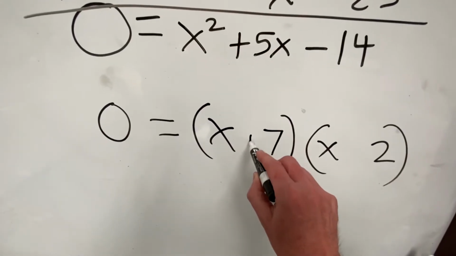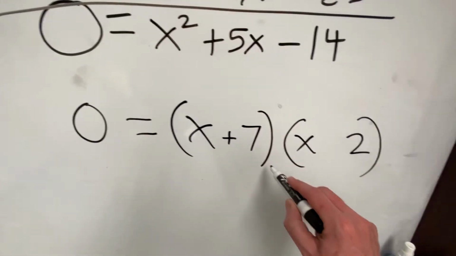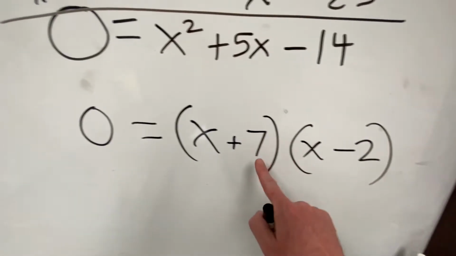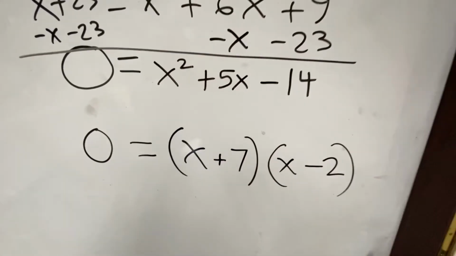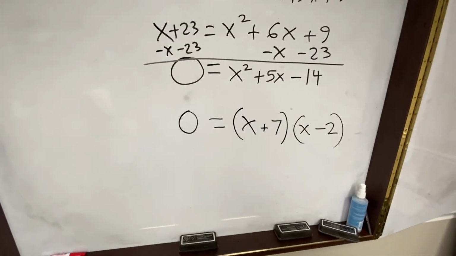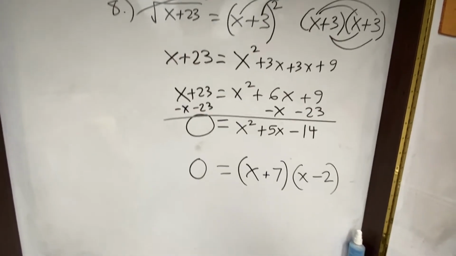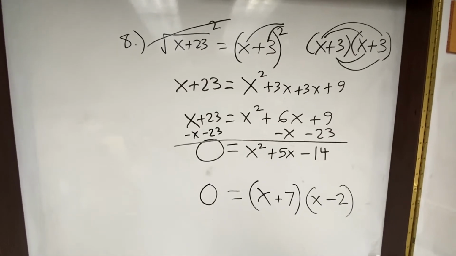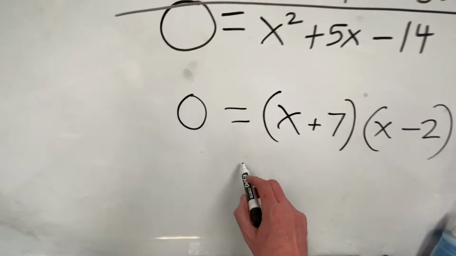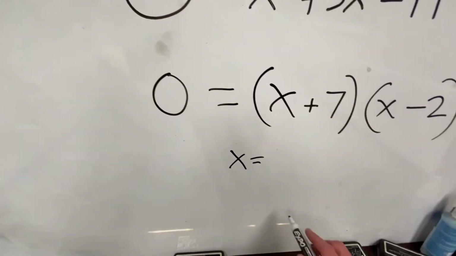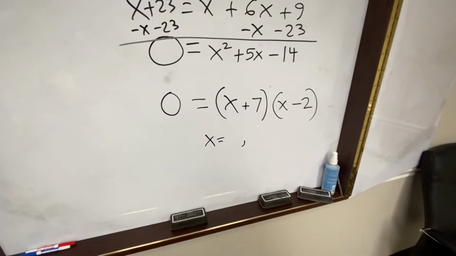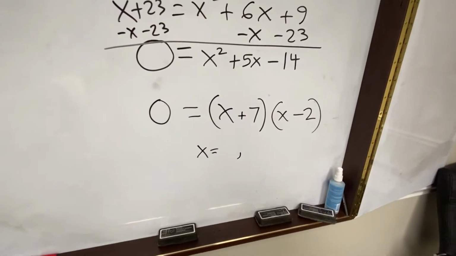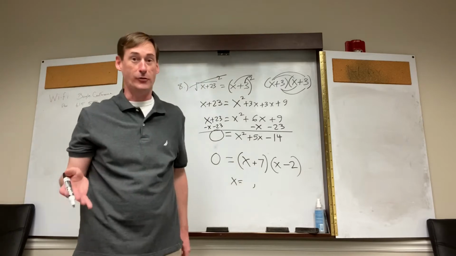Let's see, what if we use a plus 7 and a minus 2? Is 7 minus 2 positive 5? Yes. Is 7 times negative 2 negative 14? Yep. So really this was a factoring problem in disguise with some other very important things in it. Now we list our zeros, our roots, our x-intercepts. Remember those three terms? All those terms mean exactly the same thing, of course.